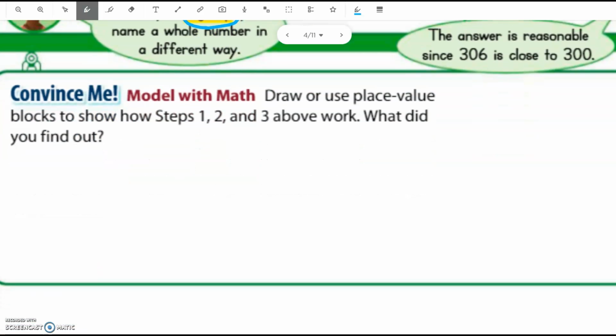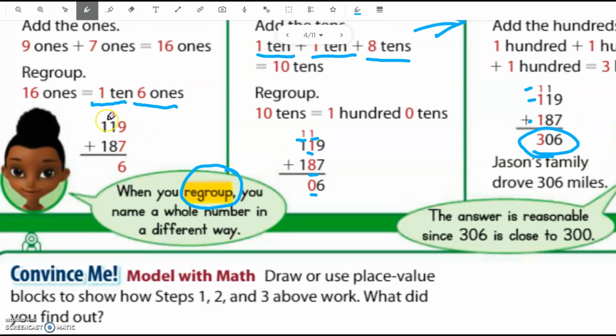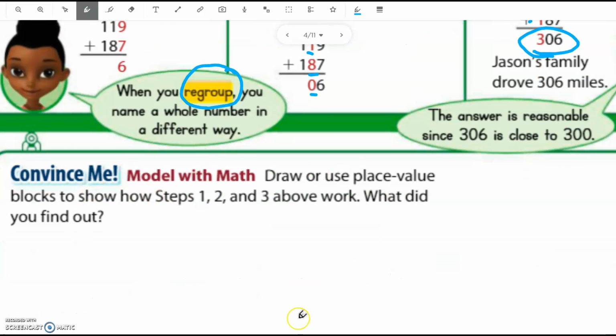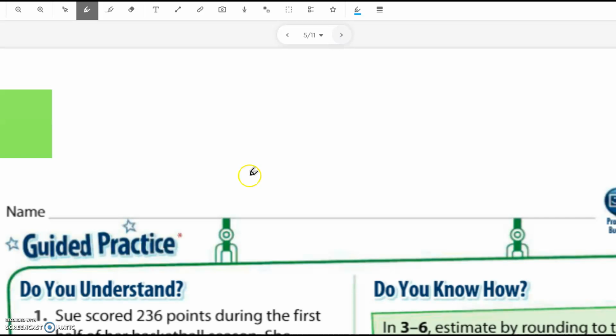So earlier this year, we learned how to use place values to help us understand what numbers mean. So this 9 is a 9, this 1 is a 10, this 1 is 100. You can use those to help you add. Let's move on to the next page.